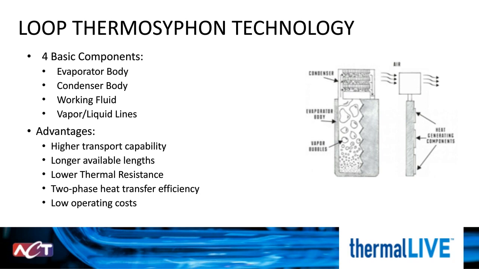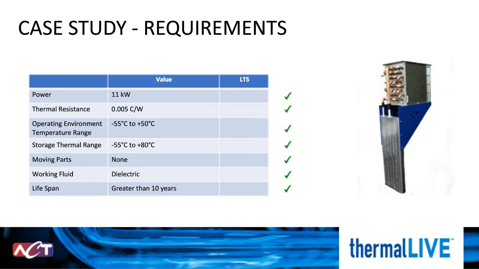The next 2 slides detail a case study in which a loop thermosiphon was used to manage the waste heat of a power electronic device. The case study requirements included the ability to handle up to 11 kilowatts of waste heat, have a thermal resistance no greater than 0.005 degrees Celsius per watt, have an operating environmental temperature range that went from negative 55 degrees Celsius to plus 50 degrees Celsius, and a storage temperature range of the same. The system also required 0 moving parts, a working fluid that was dielectric, and a lifespan that would be greater than 10 years.